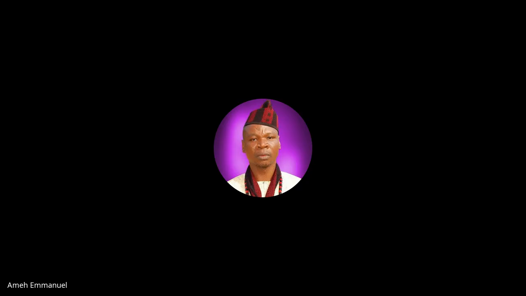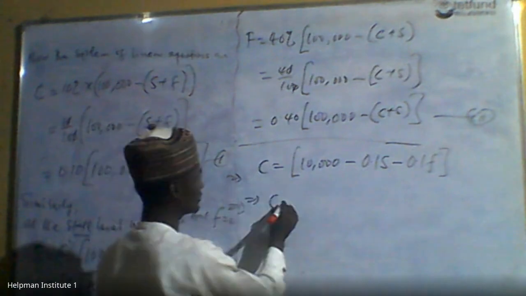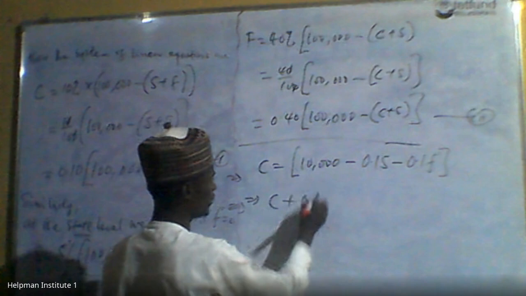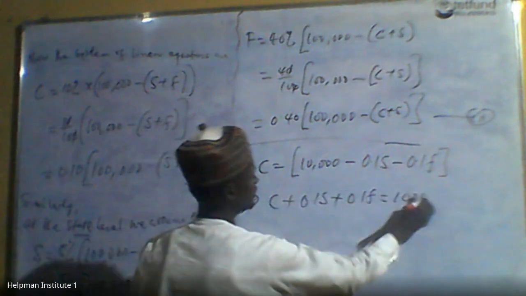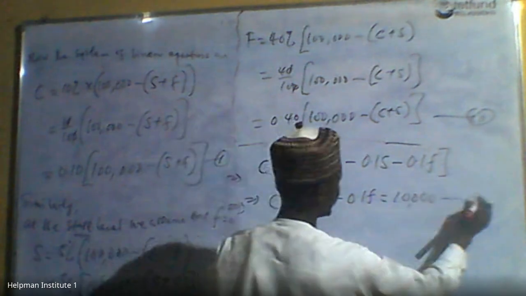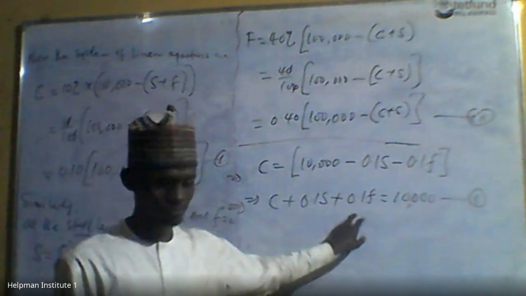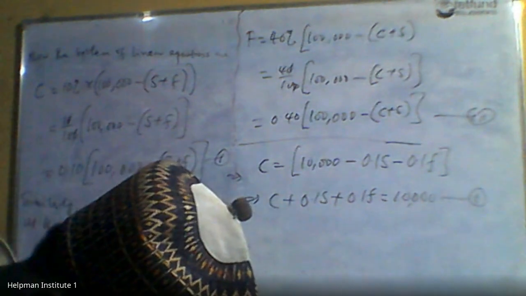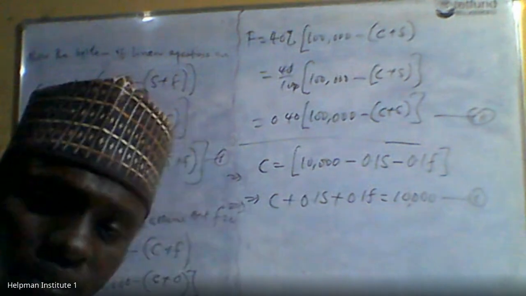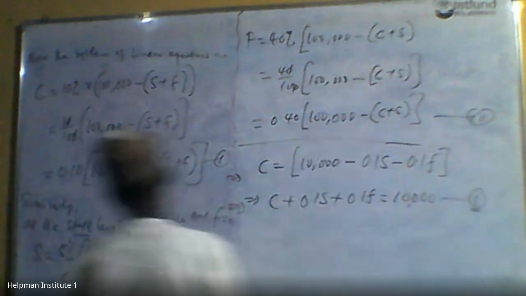So try to make the variables on the left hand side. So this will give us C plus 0.1 S plus 0.1 F, and this equals 10,000. This should be our equation 1, Roman numeral I. Are you with me? Yeah, we are with you. So this is our entire equation 1. So we now go to the state level.